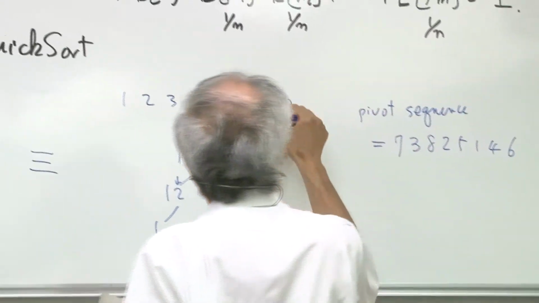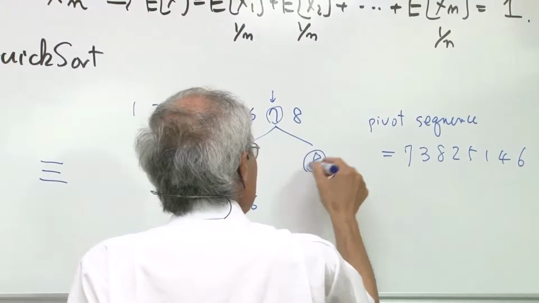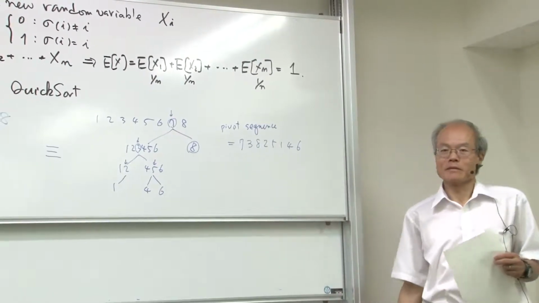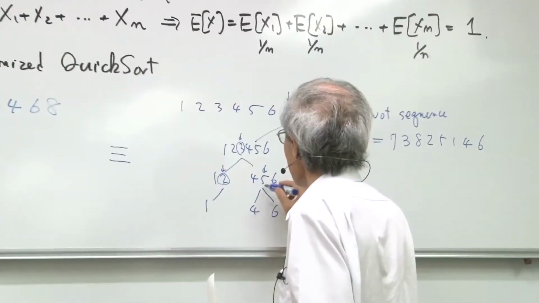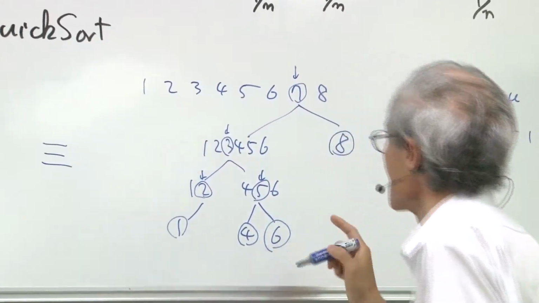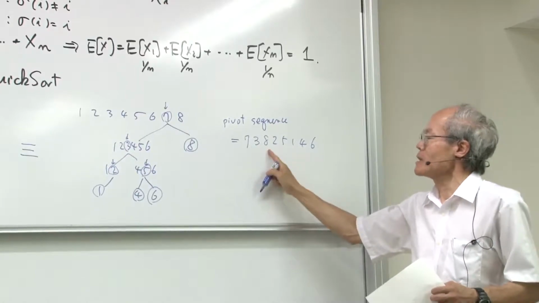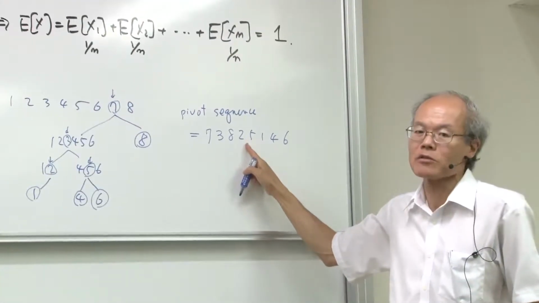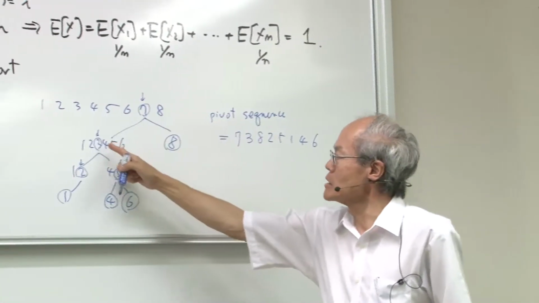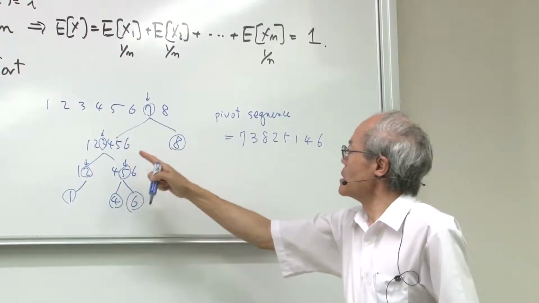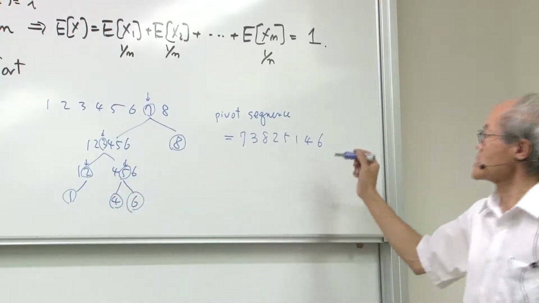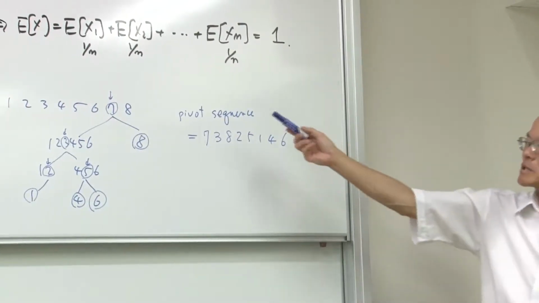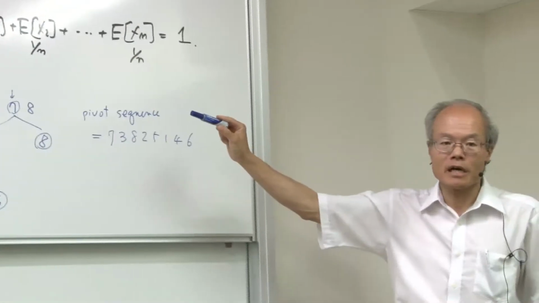So this is a pivot. And this is only one number, but we also think of this as a pivot. Only one number, but this is also a pivot. So the pivot sequence is 7, 3, 8, 2, 5, 1, 4, 6. Maybe 8 might not be in this position, but it's not so important. This is a pivot sequence. That means this sorting process can be completely described by a pivot sequence.